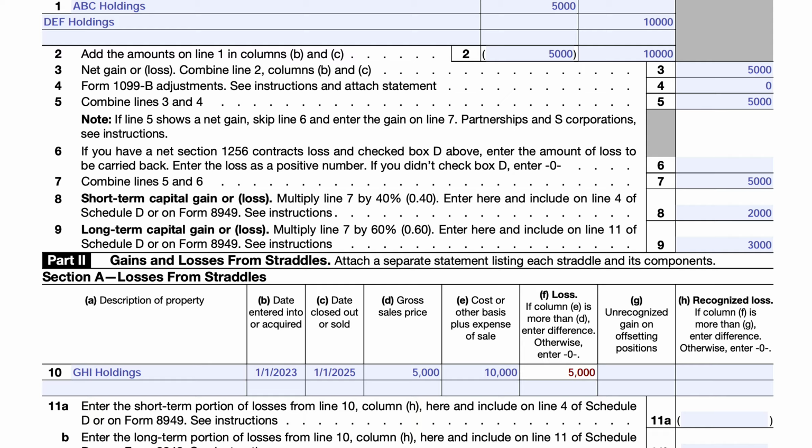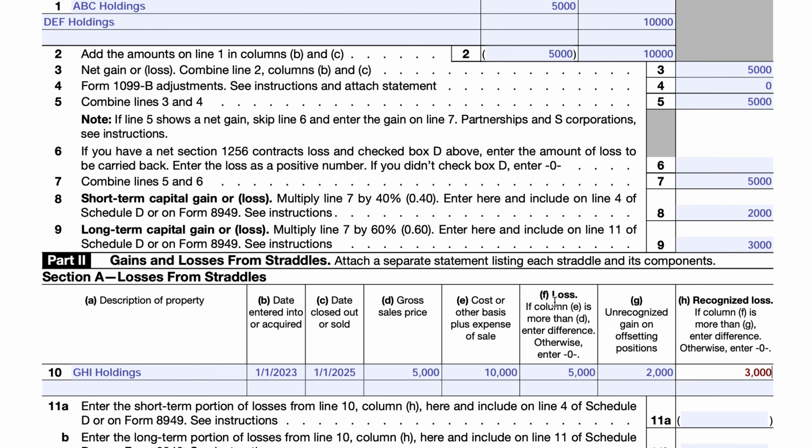I'll go through the opposite example in Section B. So now if we had an offsetting position, we would have to enter the unrecognized gain. So that means we're going to subtract the unrecognized gain from this loss, and this is the loss that we have from the straddle.